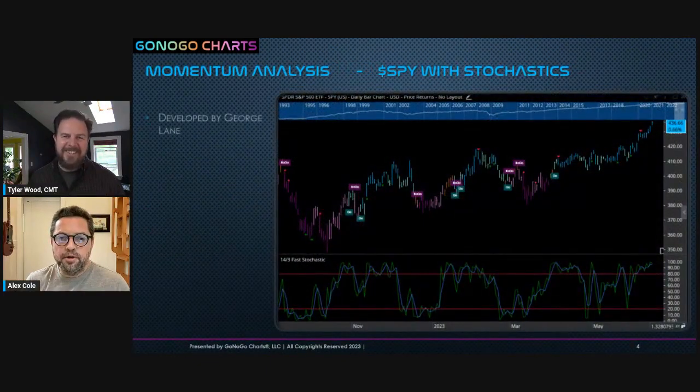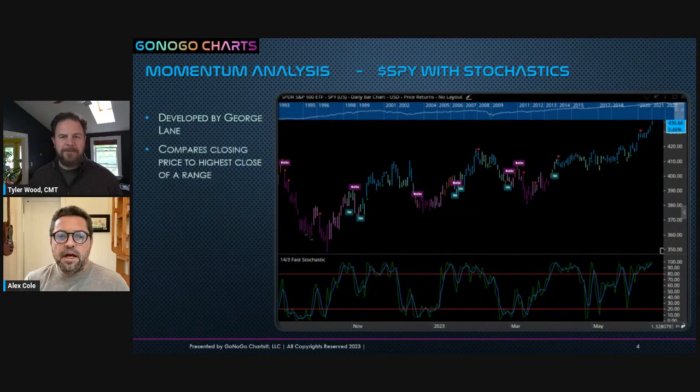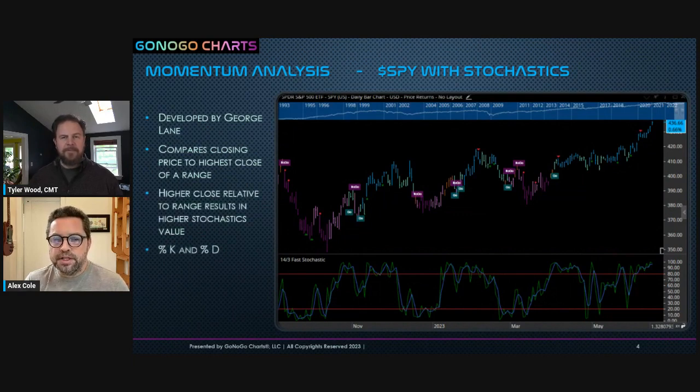Yeah, very, very popular indicator, of course, developed by George Lane in the 50s. And the calculation for stochastics is different from the others that we'll look at in that it compares the closing price to the closing prices of a range.